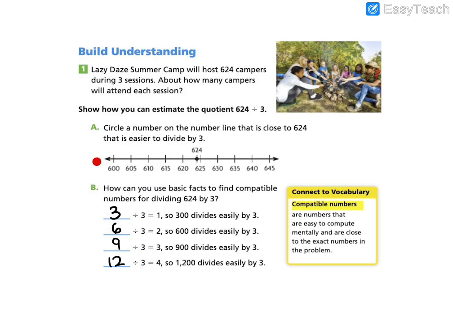Okay, we know we aren't working in the 300s, right? We're working in 600s. So what is going to be a compatible number here that's going to be easy to divide by 3? Well, 600 is. We know that 6 divided by 3 is 2. Therefore, we can divide 600 by 3 pretty easily using regrouping and renaming.